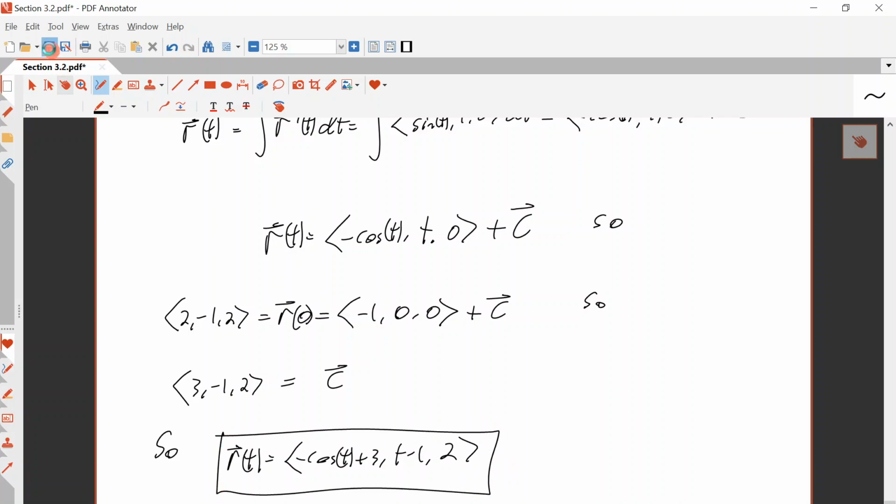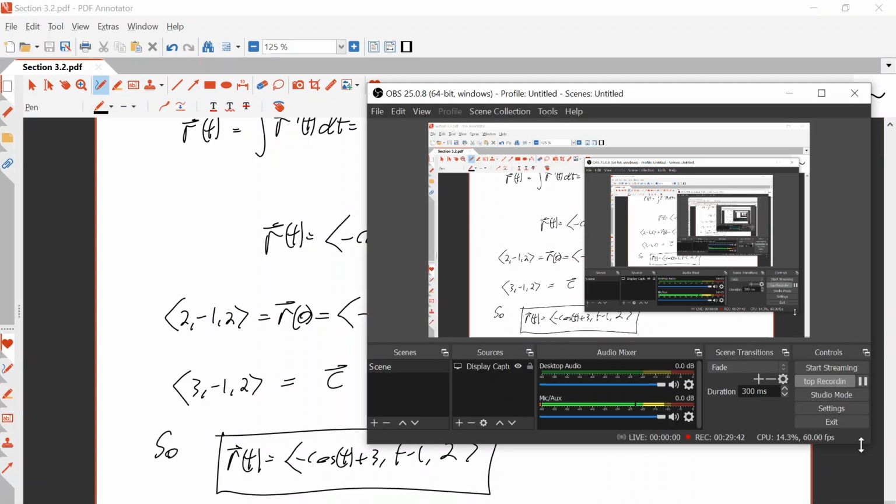Right, so similar to problems that we would have done in Calc 1, this is the way we get this answer here. It's essentially 3 anti-differentiation problems in one. Okay, so that is the end of the lecture on this section.